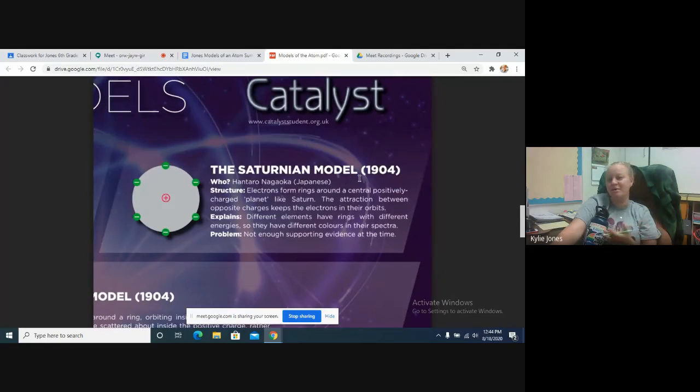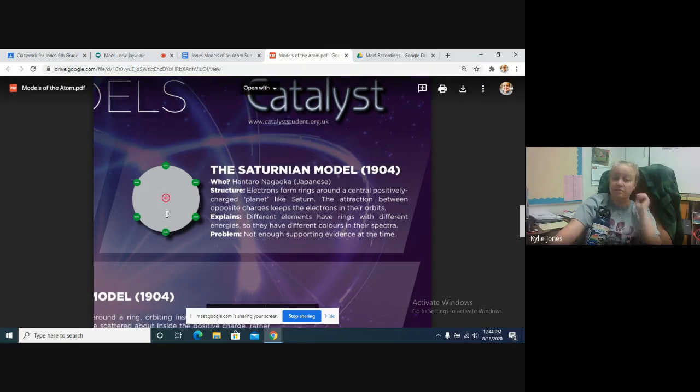All right, so our second model, it's like Saturn. So the Saturnian model was also in 1904. This one was discovered by Hantaro Nagaoka. He was Japanese. The structure, the electrons form rings around the central positively charged planet, like Saturn. The attraction between opposite charges keeps the electrons in their orbits. So this explains that different elements have rings with different energies, so that they have different colors in their spectra. The problem, though, is that there was not enough evidence to support this at the time.